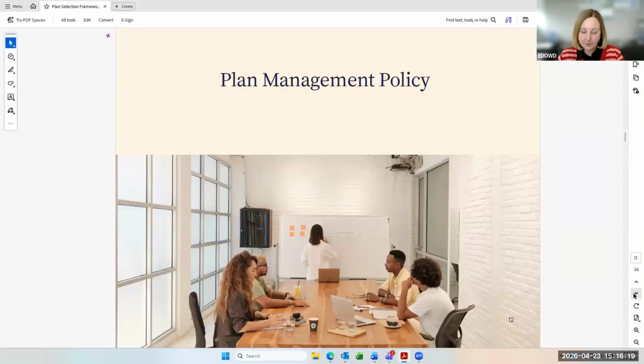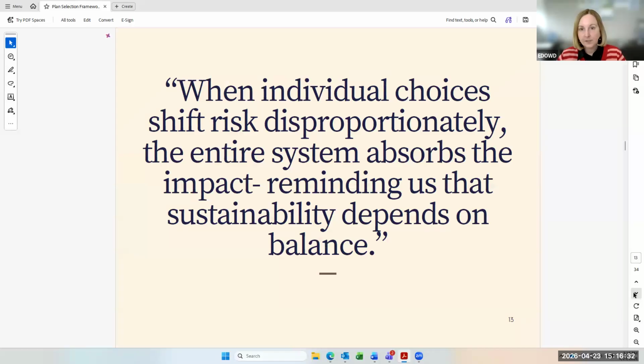So we designed the plan management policy, and we built it with staff input, consultant input, committee input, and a lot of executive committee input. So why create this new policy? Because when individual choices shift risk disproportionately, the entire system absorbs the impact, reminding us that sustainability depends on balance. So I'll give you an example of when we're talking about balance.